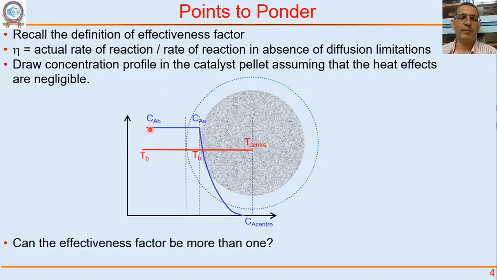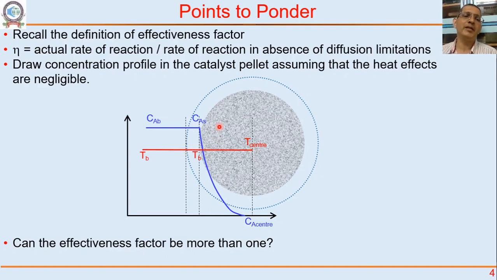Here's the answer. If we think about concentration, this blue line, there is no external mass transfer resistance, so the bulk and surface concentrations are the same. Then it diffuses and reacts inside. And if the reaction is fast, CA reaches zero well before it reaches the center. If external heat transfer is not important, then the surface temperature will also be equal to bulk temperature, TS and TB would be identical. T center also will be identical if conduction of heat is very fast inside the catalyst pellet.